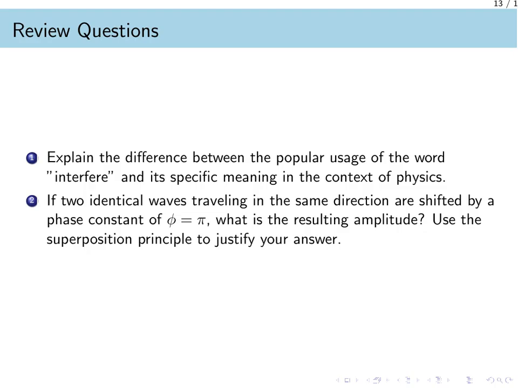To wrap up, consider the difference between the word interfere, as used in sports, versus its meaning in physics. In physics, it refers to the combination of waves without permanent change. Think about what happens to the resulting amplitude if two identical waves are shifted by a phase constant of pi. Use the superposition principle to explain why the waves would cancel each other out in that scenario. This concludes our look at the analysis model for waves in interference.